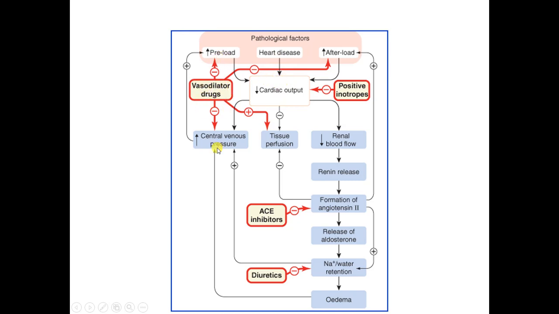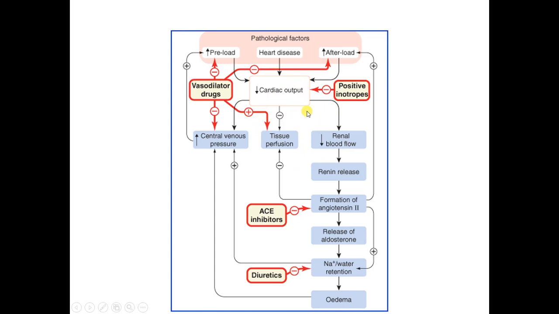We will explain vasodilator drugs in detail in upcoming lectures. And ACE inhibitors, diuretics, positive inotropes. So these are the different agents which are used in the treatment of congestive heart failure. You can see here the cardiac output, meaning the heart is able to pump the blood to various parts of the body. This is the renal blood flow.